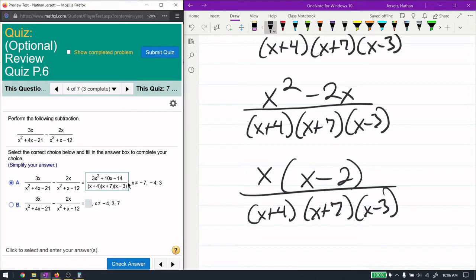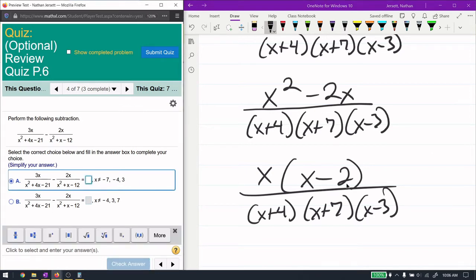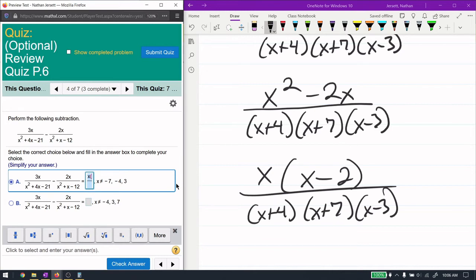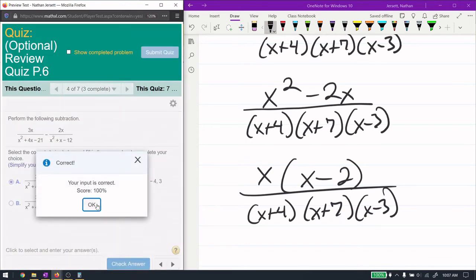And we can ask the question, is there anything to factor from this? And it doesn't look like there's any common factors on top and bottom. So our answer will be this thing by itself. x minus 3. See if that's correct. And it is.